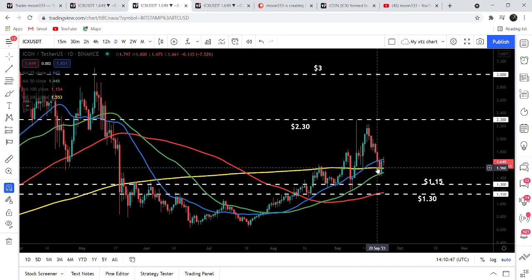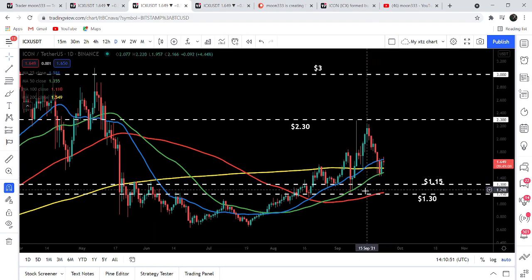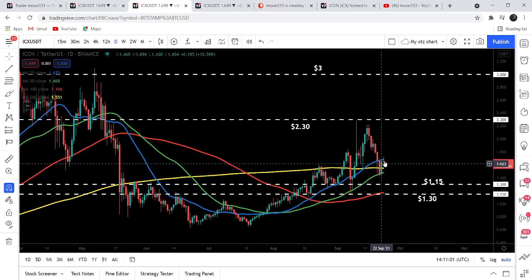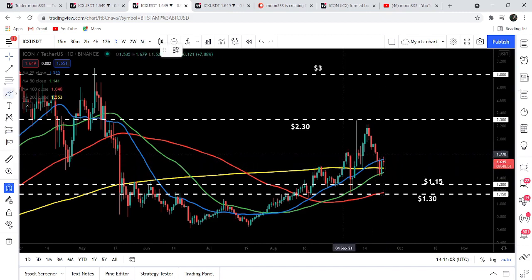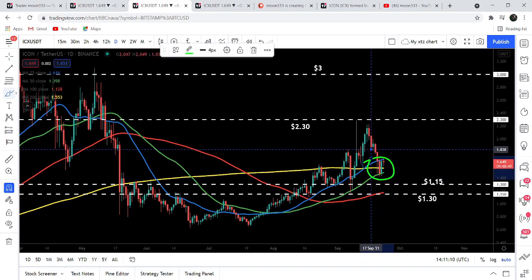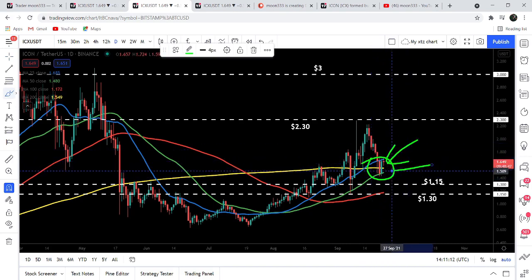This yellow one is 200, this blue one is 25, this green one is 50, and this red one is the 100 simple moving average. And right now the price line is testing the 200 simple moving average at the same time, and trying to break out this 25 simple moving average again, and you can see that this 50 simple moving average has moved very close to this 200 simple moving average.